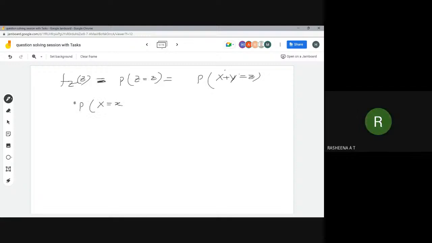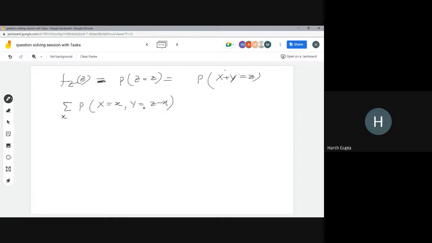And that's why we need to make a summation here. So now my X is varying; we'll decide the range later. So capital X equals small x, comma Y. What will be the value of Y? Z minus x, right?